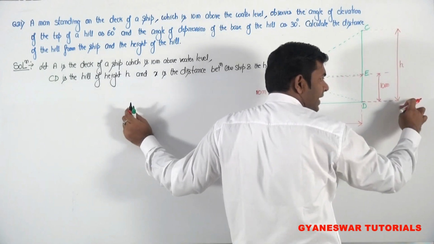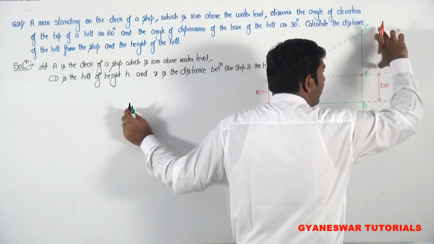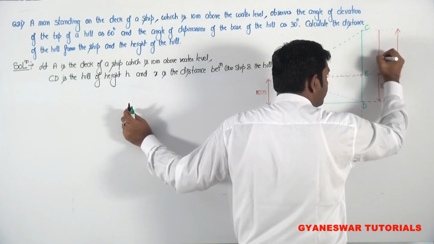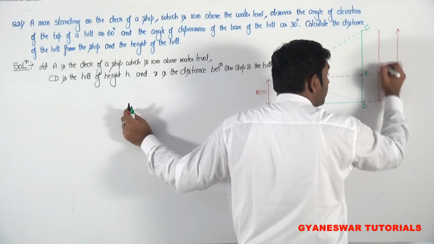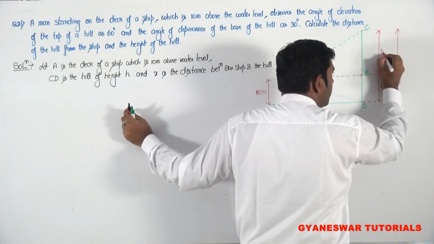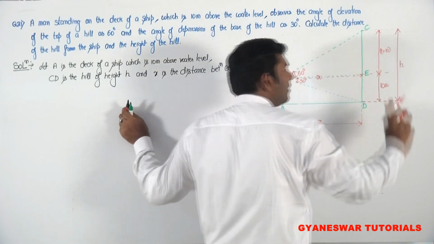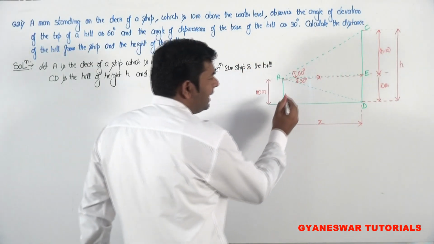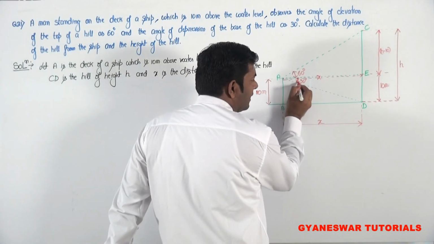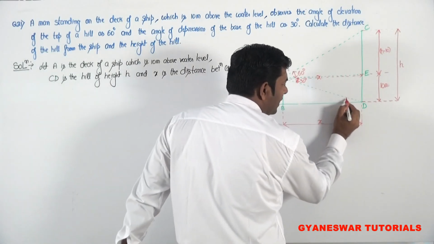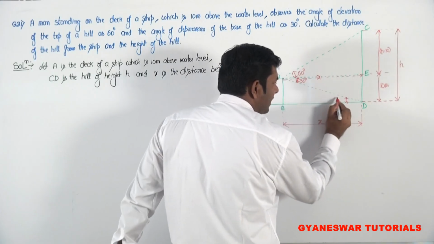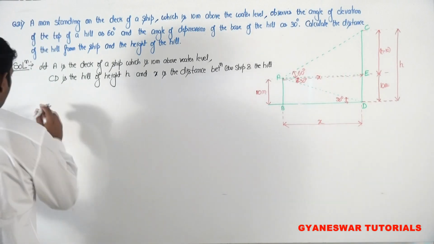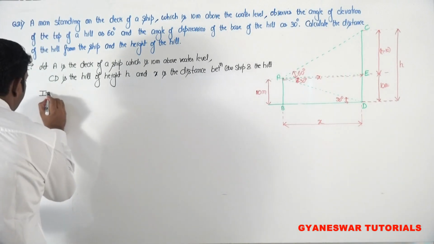This whole thing is h, this is 10, so how much will this be? h minus 10. So this distance would be h minus 10. If this angle is 30 degrees, then this angle is also 30. If this is 30, then this is also 30, alternate interior angles.